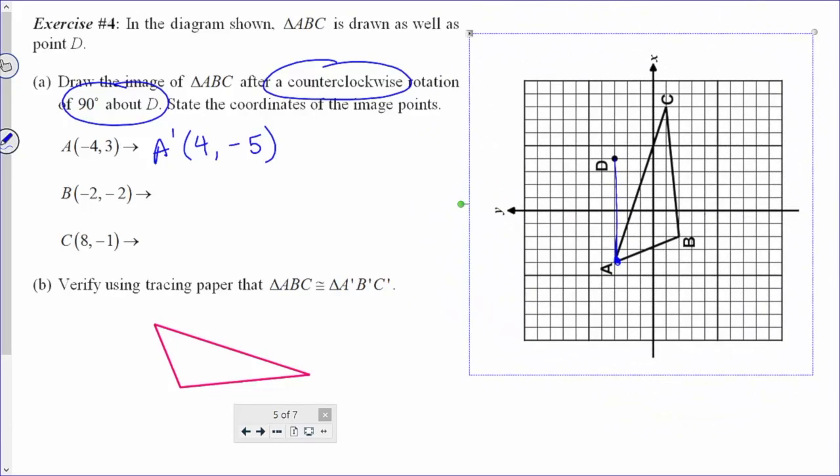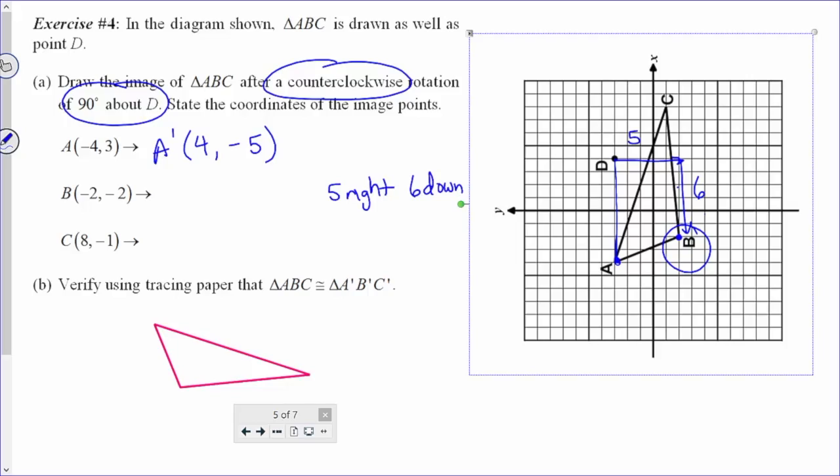Now again, where is the image of B, this point, compared to where D is? Well, it is 1, 2, 3, 4, 5. It's 5 units to the right of D, and it's 1, 2, 3, 4, 5, 6 units below D. So I'm going to just write that down. 5 right and 6 down.